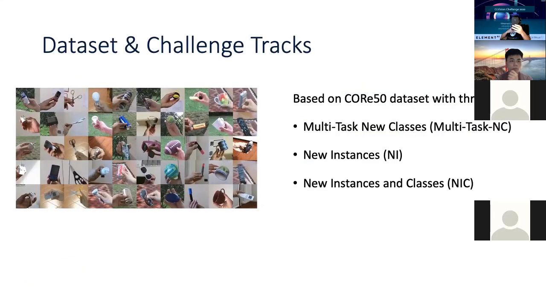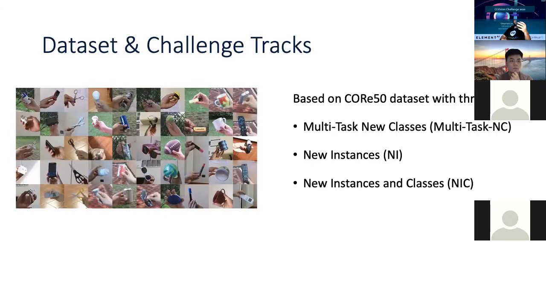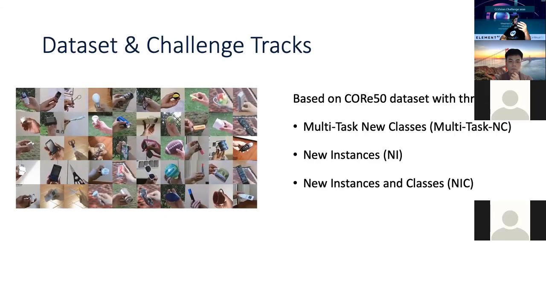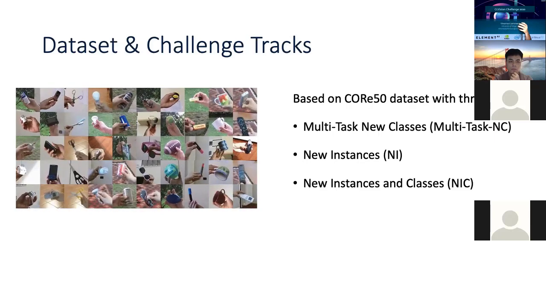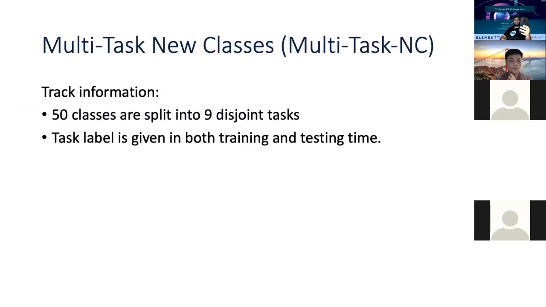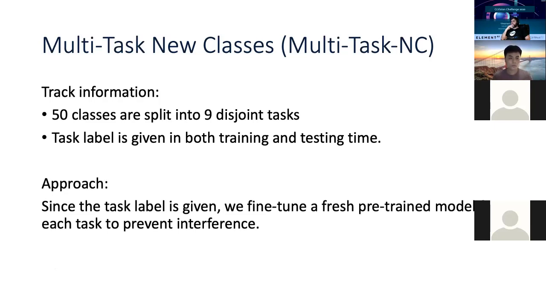So, yep, the challenge is based on the Core 50 dataset, and with 3 tracks. I think the challenge organizers have already explained it, so I will move to the next slide to talk about the first track. For the multitask new classes track, 50 classes are split into 9 distinct tasks, and most importantly, the task label is given in both training and testing time. So based on this property, our approach is extremely simple. Just fine-tune a fresh pre-trained model for each task to prevent the interference. So surprisingly, it works pretty well.